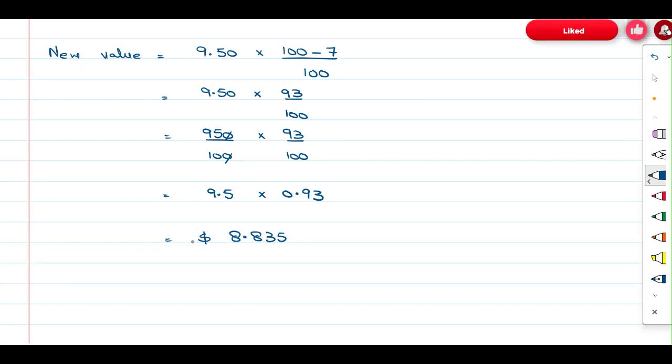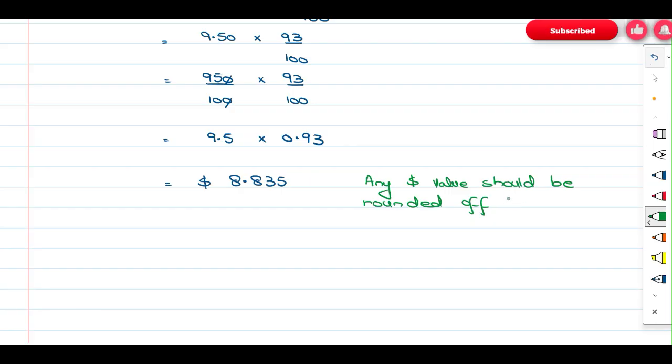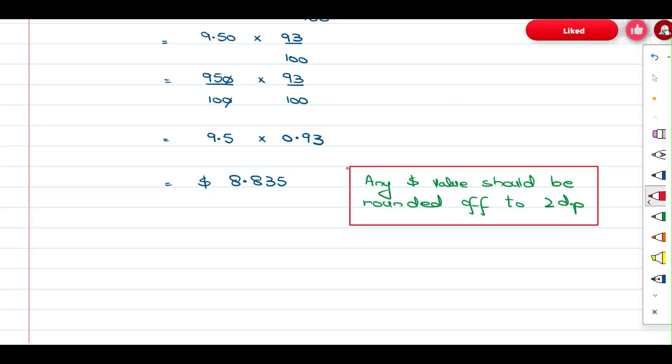So $8.835. So in the exam, whenever you have the question in dollars, the answer must be up to two decimal places. So in the exam, when you have any dollar value, it should be rounded off to two decimal places. Okay, so keep this in mind.